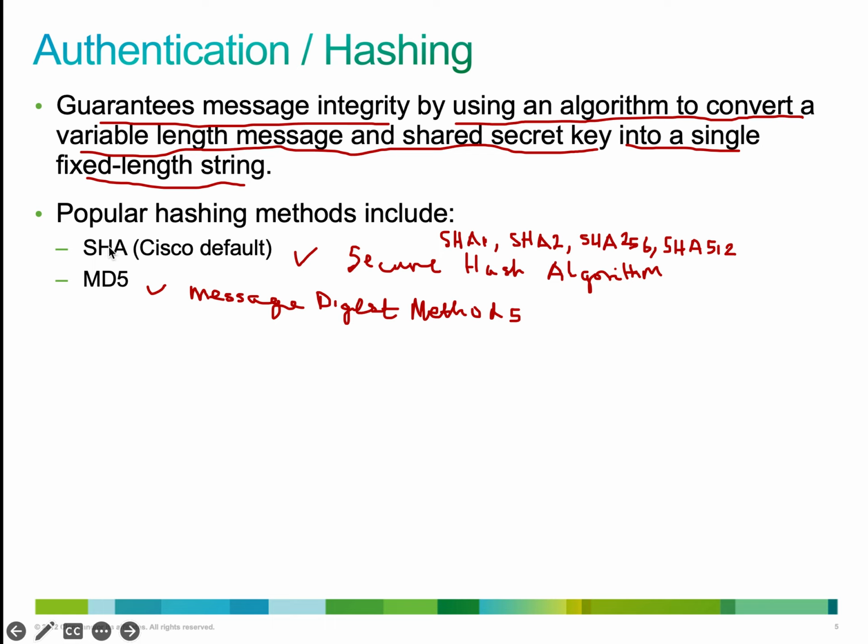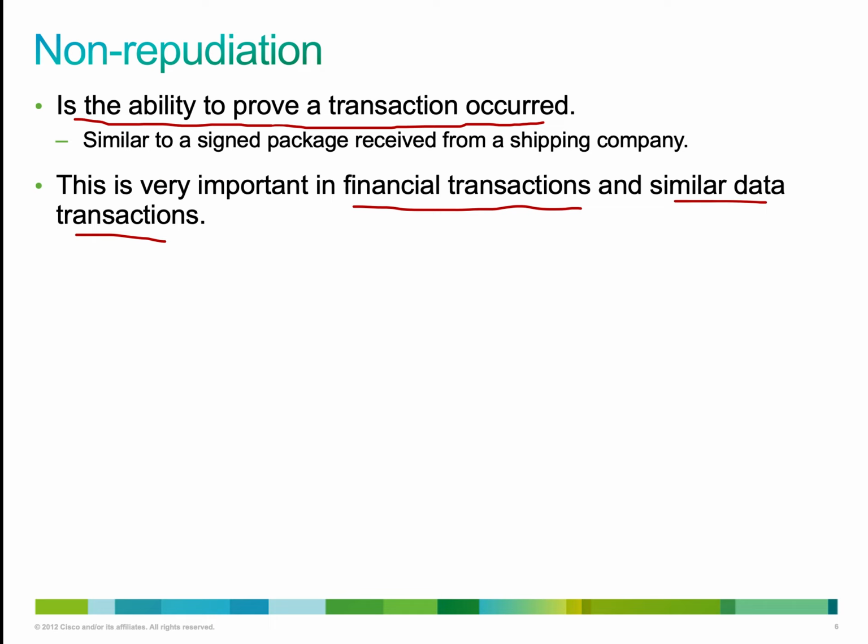Remember, we're doing Cisco cryptography. And then the second popular hashing method is the MD5. MD5 simply means Message Digest Method 5. So these are the two popular hashing technologies that are used for authentication in a crypto system or in the cybersecurity space. Now, another terminology that is normally used in the cybersecurity space is non-repudiation.